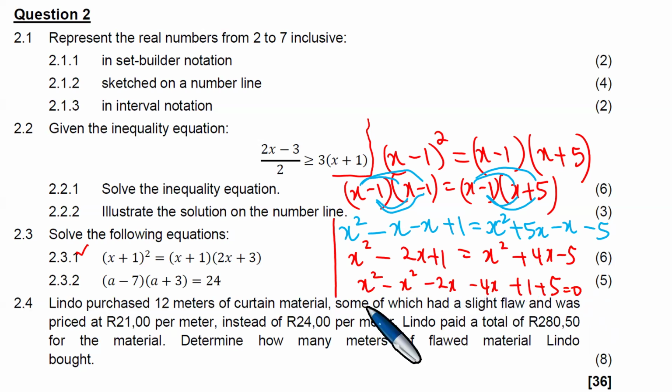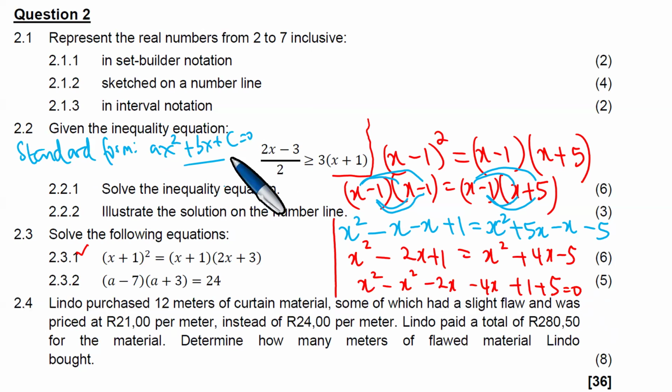And now we collected like terms. The objective of this is to be able to write the quadratic in something we call the standard form of a quadratic. What is the standard form of a quadratic? It is the form ax squared plus bx plus c equals 0. So each time we have squares, we need to write everything in standard form of a quadratic.